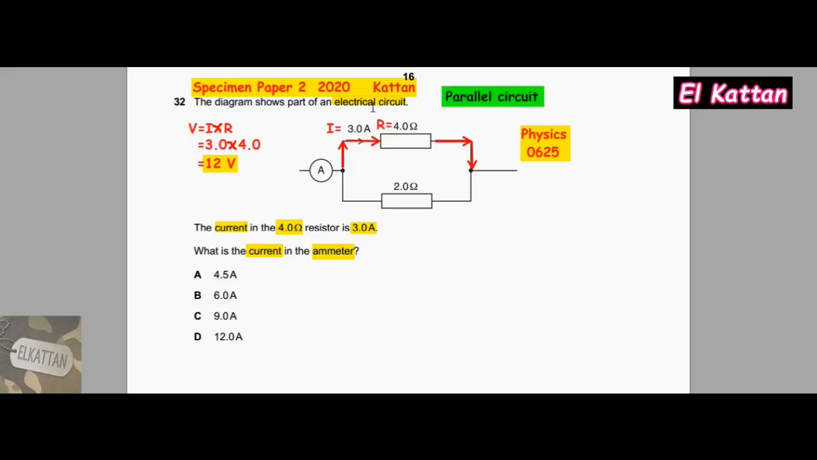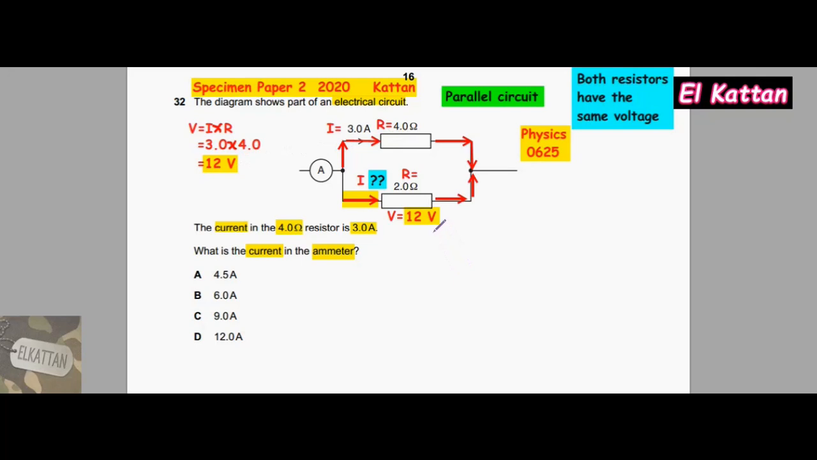Remember that we highlight electrical circuit, and this is a parallel circuit because both resistors are connected in parallel. In addition, we have two branches as shown in front of you. The first one has 3 ampere and the second one has an unknown value of electric current. One of the advantages of a parallel circuit is that both resistors have the same applied voltage. It means the applied voltage across the 4 ohm resistor in the first branch, which is 12 volt, is the same across the second.